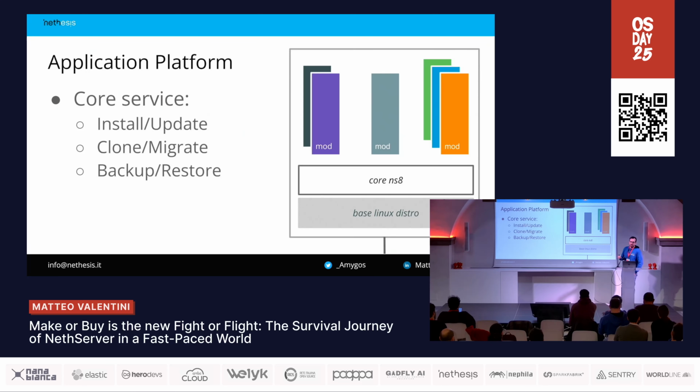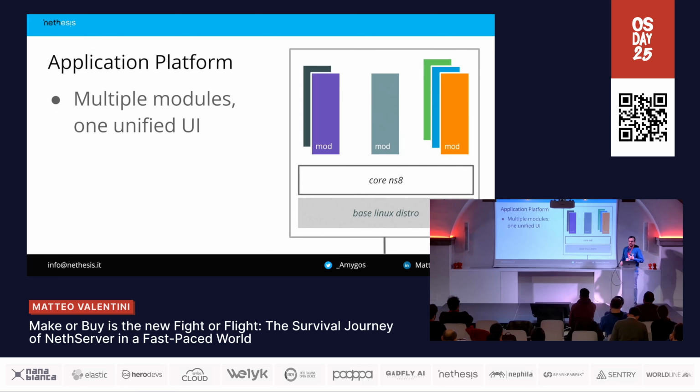The application platform also serves some core services, like for example the installation and update of a module. So the application platform is responsible for the placement of the module in the cluster. You can clone and move a module from one node to another easily. And another thing that the application platform offers is some primitives for the backup and restore of a module. In this way, a developer doesn't have to implement all the logic for the backup or restore, but can rely on some primitives.